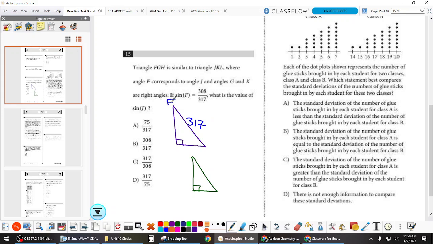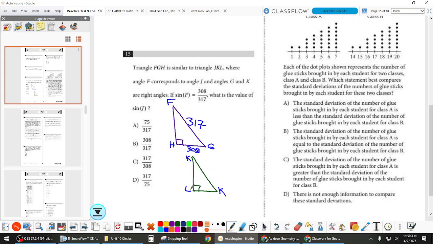And if I stick F here, where does the 308 have to go? Opposite of F. So 308. And then it says FGH, something like that. Remember, the letters in the name tell you what corresponds. So what corresponds to G in the other triangle? K does. It's in the middle of the letters. So K would go down here where G was in the first figure. What goes here? And then L.